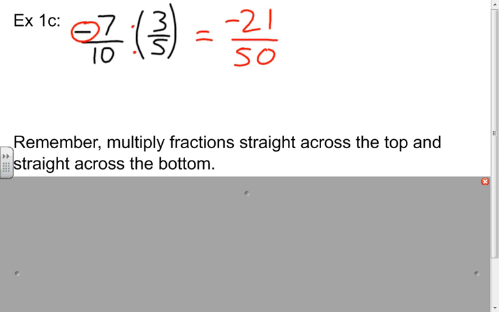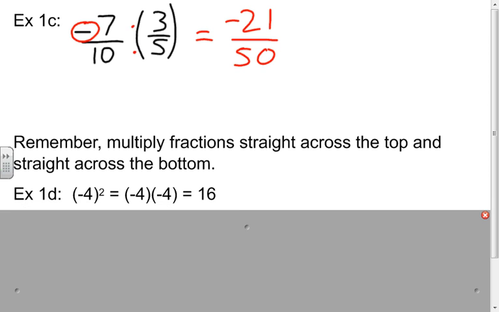Okay? Another example, negative 4 squared. Remember, squared means use that same number two times. So we have negative 4 and negative 4. 4 times 4 is 16. I have two of the same sign, so my answer is positive.